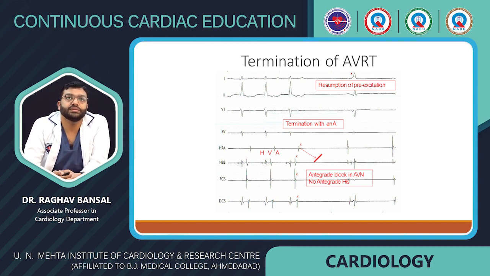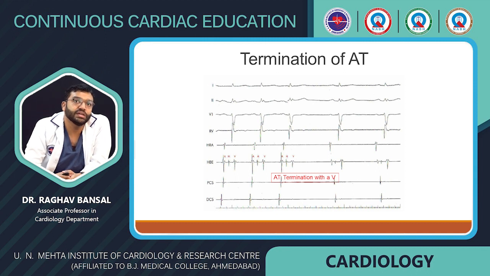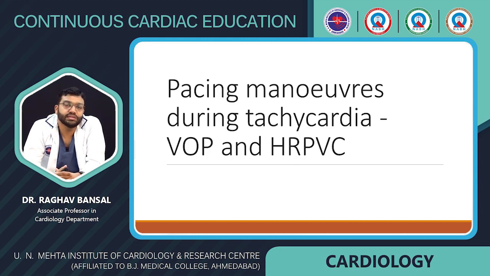AVNRT versus AVRT. While if we see the termination of an atrial tachycardia, it will always terminate at a V. The last atrial beat of the atrial tachycardia will get conducted to the ventricle, and then the tachycardia will terminate. This spontaneous termination with a V may still happen with an AVNRT or an AVRT, because block can happen in a retrograde direction also. But antegrade blocking with the last beat being A, termination at A, rules out an atrial tachycardia. This is an important observation to be made.